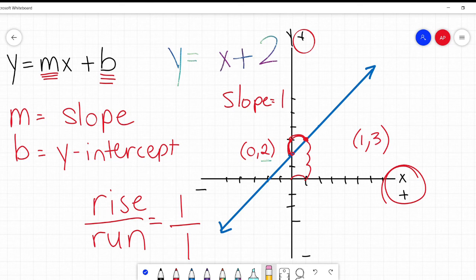Anyone that you give this equation, y equals x plus 2, they would be able to draw this line. So that's a basic introduction to what the terms slope and y-intercept mean and how they are used in the y equals mx plus b.